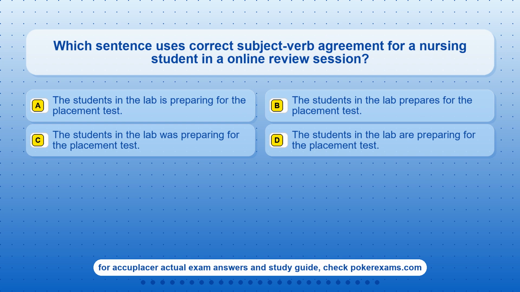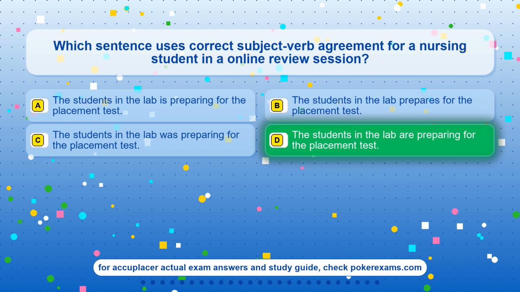Question 10. Which sentence uses correct subject-verb agreement for a nursing student in an online review session? Option A. The students in the lab is preparing for the placement test. Option B. The students in the lab prepares for the placement test. Option C. The students in the lab was preparing for the placement test. Option D. The students in the lab are preparing for the placement test.